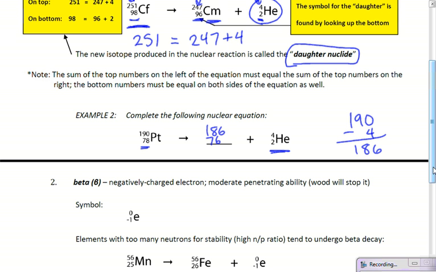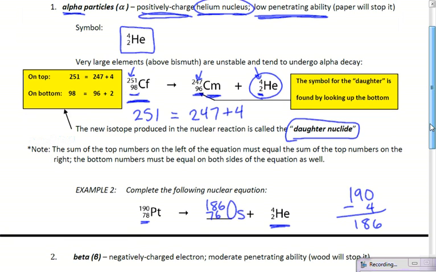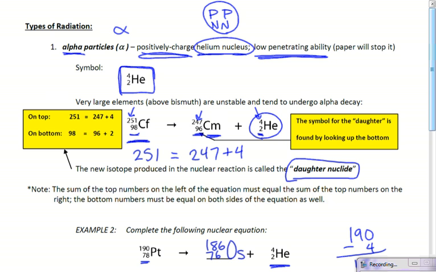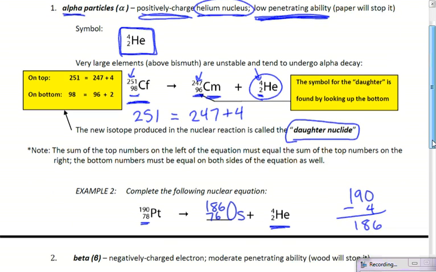Now, if we want to figure out what the identity of this daughter nuclide is, we have to look up one of those numbers on the periodic table, and we're going to be looking up the atomic number, the number of protons. That's the bottom number. If you tried to look up 186, it's not up there. The table doesn't go that far. So we're looking up number 76. We find that kind of in the center of our table there, and that's going to be osmium with a symbol of Os. And so that will be the identity of that daughter nuclide. Alpha particles, really just a helium nucleus. Our symbol is 4/2 He. Low penetrating ability, cannot go through very many things.